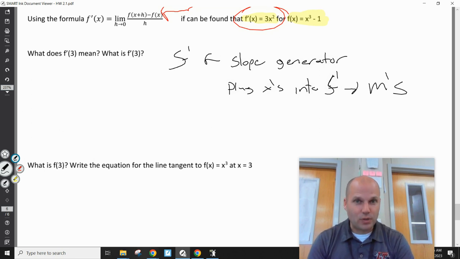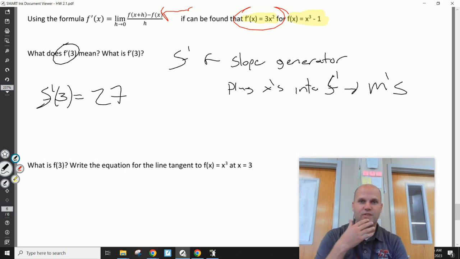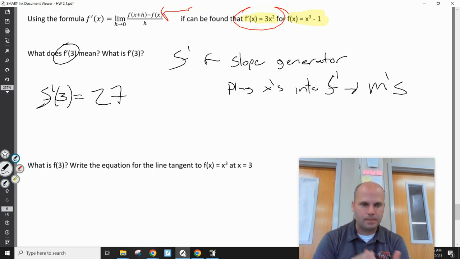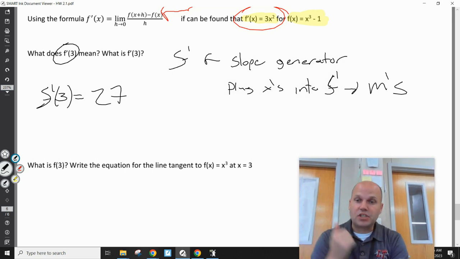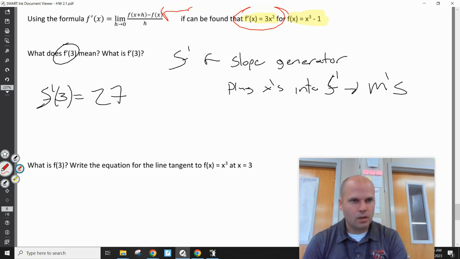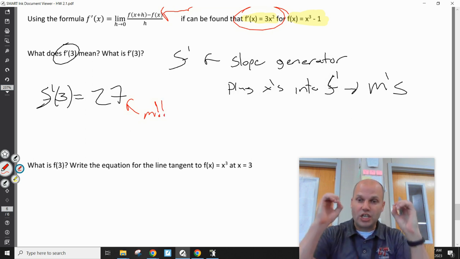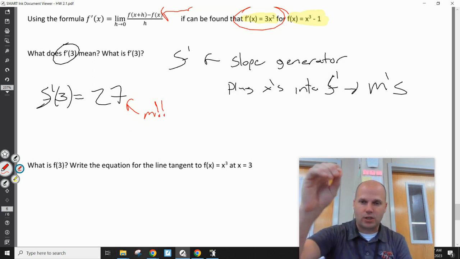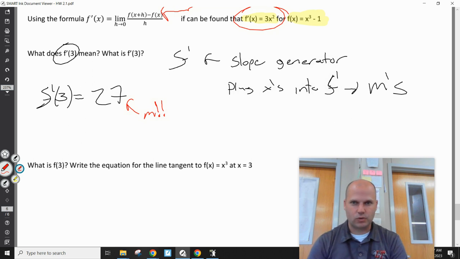So if I plug in 3, because I'm asked to, into f prime, I get 3 times 3 squared, which is 27. I don't love this, but it's actually fine because it's x cubed minus 1. This is an m. F prime values are m's. This is the slope of the tangent to x cubed minus 1 at x equals 3.